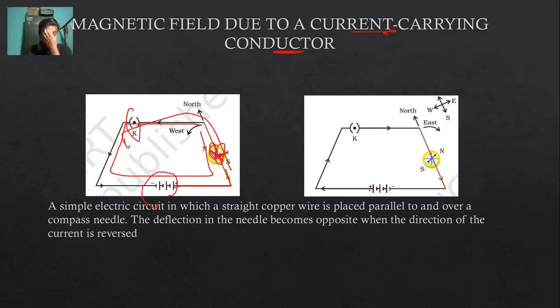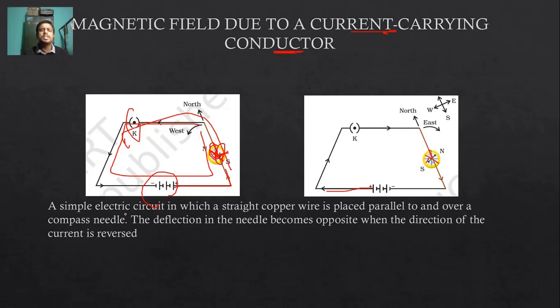But when the battery's direction is changed, meaning the flow of current is changed, then the deflection of the compass also changes. From the northeast, it changes towards north, I guess. If this is northeast, then that would be northwest.